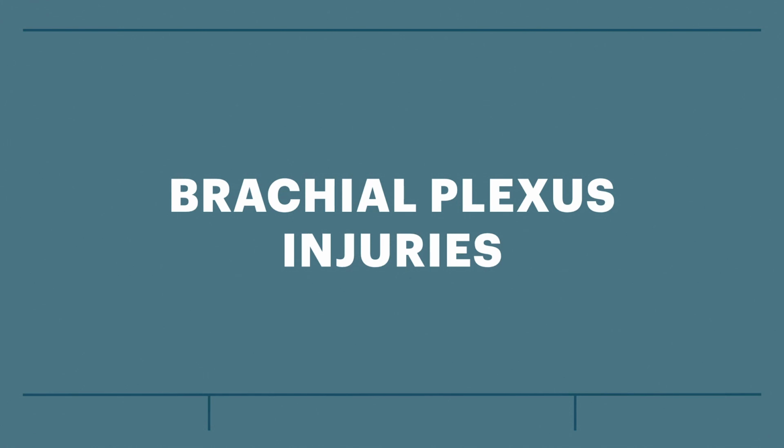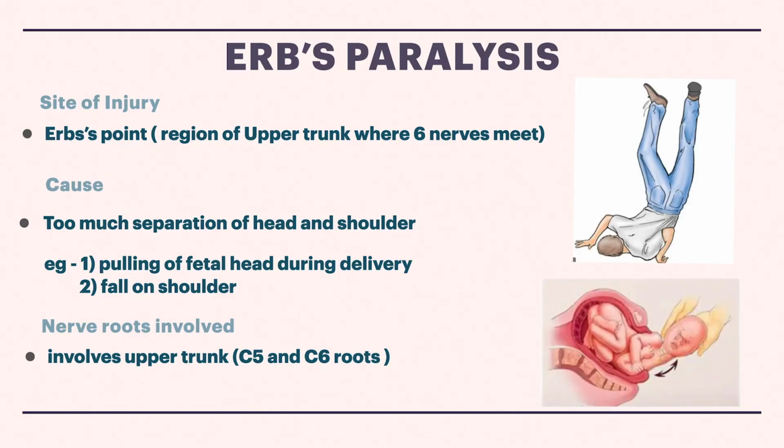In this video, we'll be focusing on Erb's paralysis and Klumpke's paralysis. So let's begin. Erb's paralysis. The site of injury in Erb's paralysis is the Erb's point. Now, the Erb's point is the region of upper trunk where 6 nerves meet.